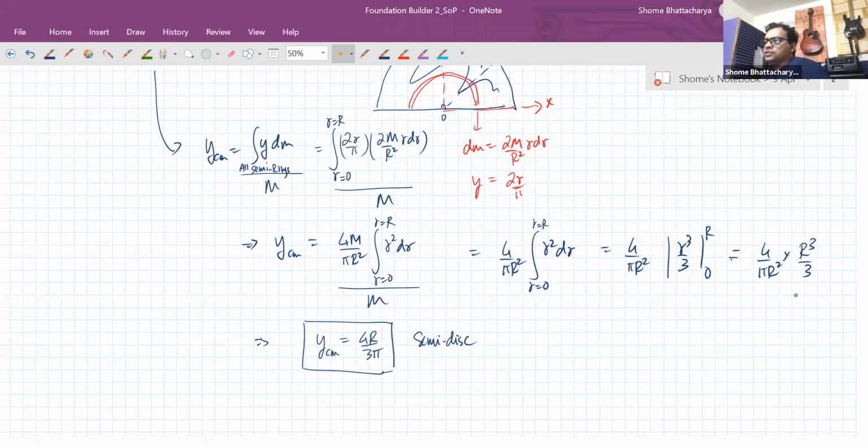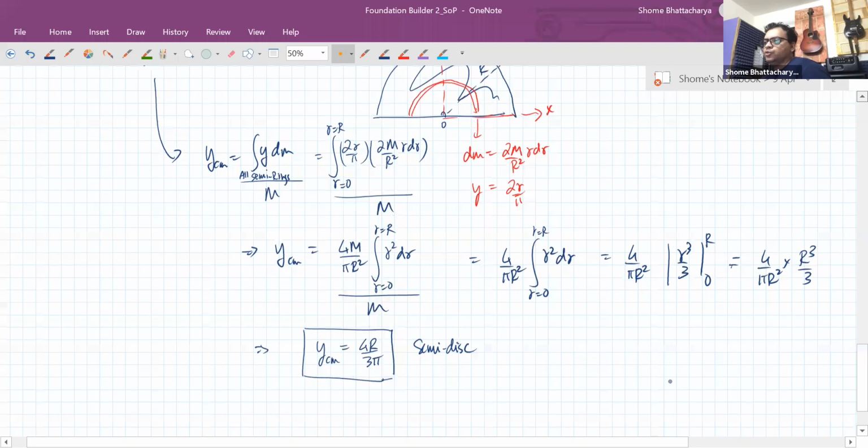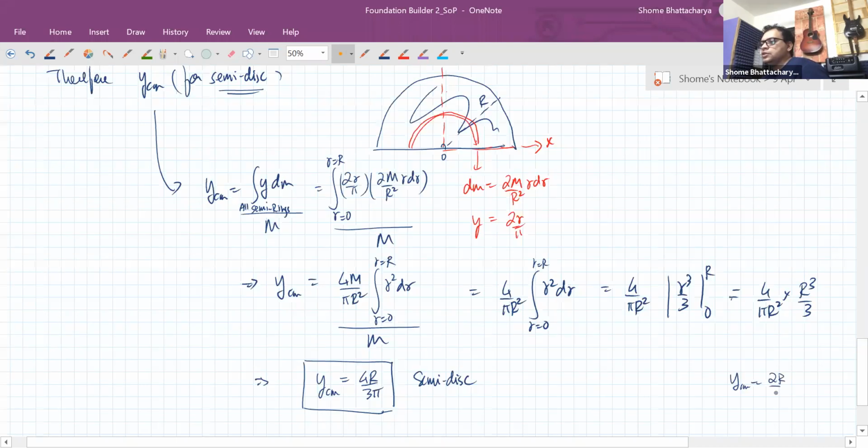You can see R cube and R square in the denominator just cancels out, so it leaves R in the numerator. So it's 4r by 3 pi, whereas you will recall the position of center of mass of semi-ring that we just discussed. This was 2r by pi, but this is a ring, semi-ring, and this one is for semi-disk. So this is like a linear distribution. This is a surface distribution. So that's the difference between the two.